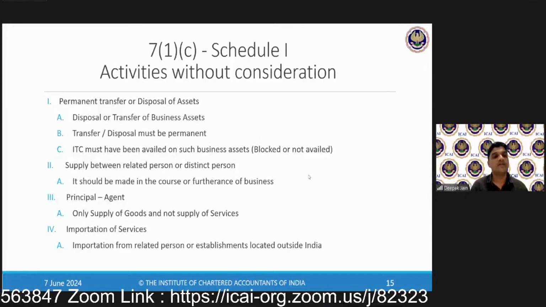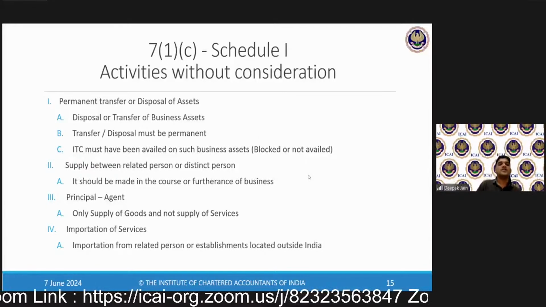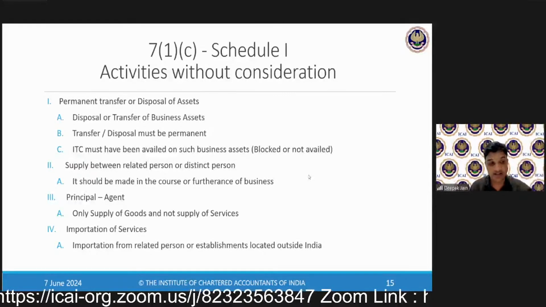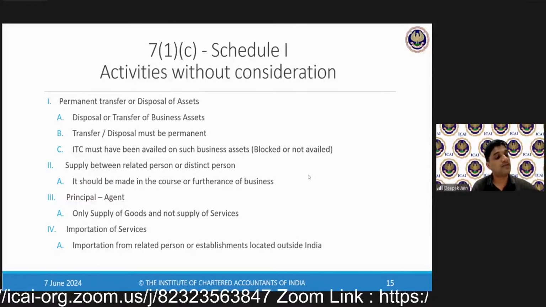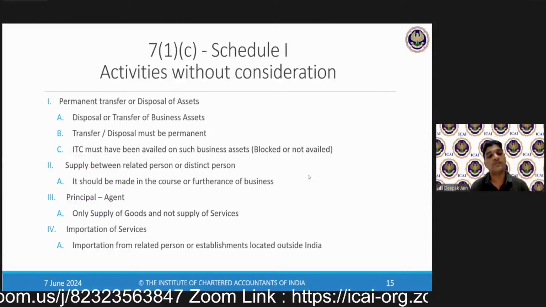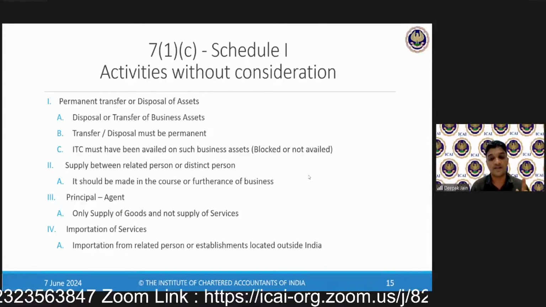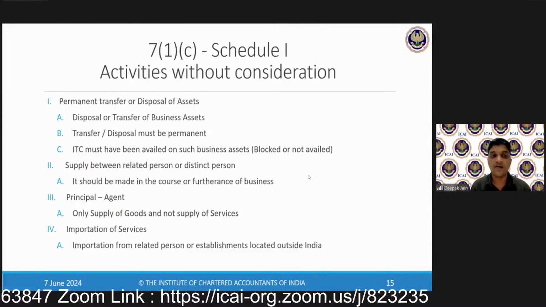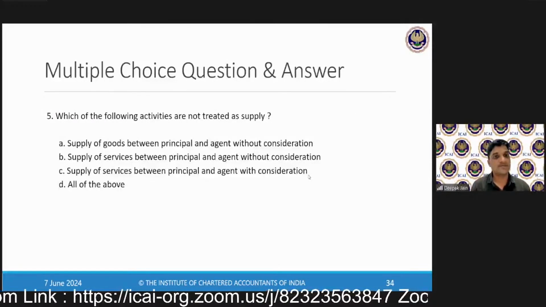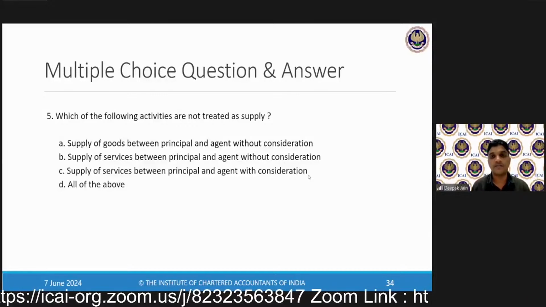Schedule 1 says supply between related persons, this is fine. Then principal to agent, only supply of goods and not supply of services. Because Schedule 1 specifically says that any supply of goods by the principal to agent is covered under Schedule 1. On supply of services, they have not said. That's the reason supply of services will be outside the scope. They are not treated as supply. Answer will be option number B.